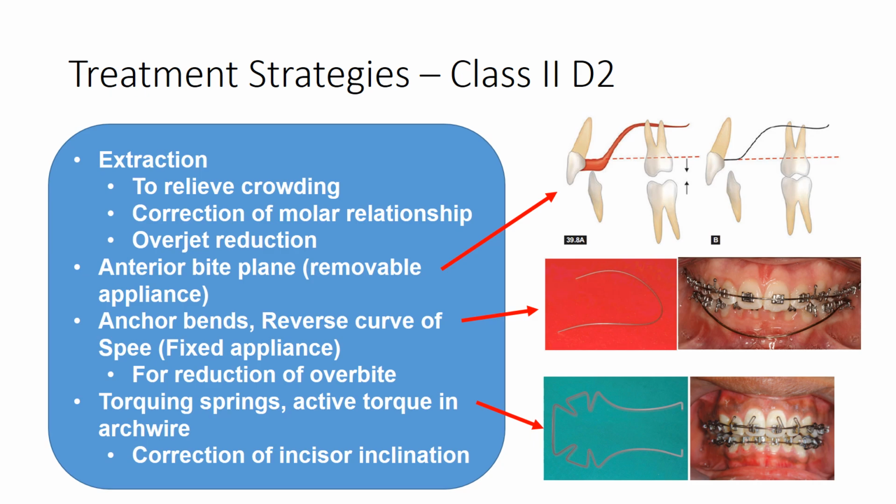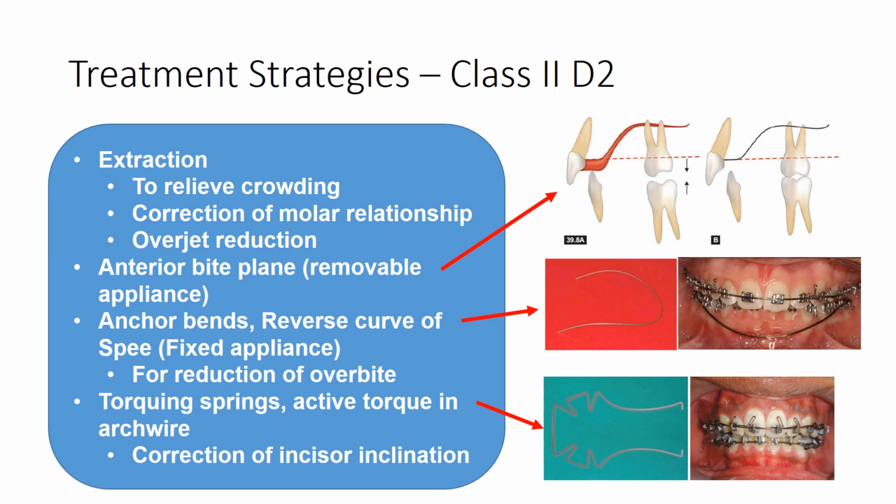Now, the treatment strategies in a class 2 div 2: one is extraction. The extraction is done to relieve crowding, and also helps in the correction of molar relationship and overjet reduction. Now, remember, you may be wondering why overjet reduction when a class 2 div 2 has no overjet. This is because once the incisors have been corrected to their normal inclination, you will get an overjet opening up.